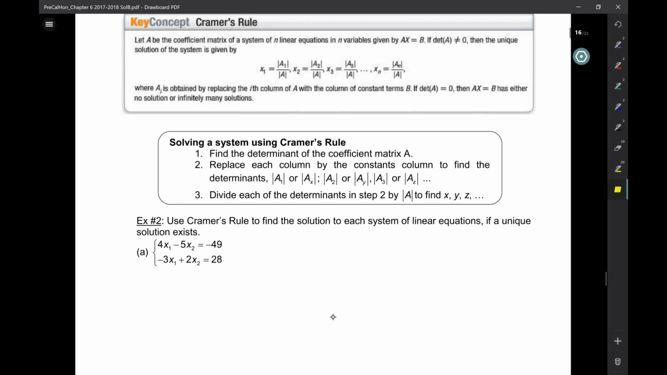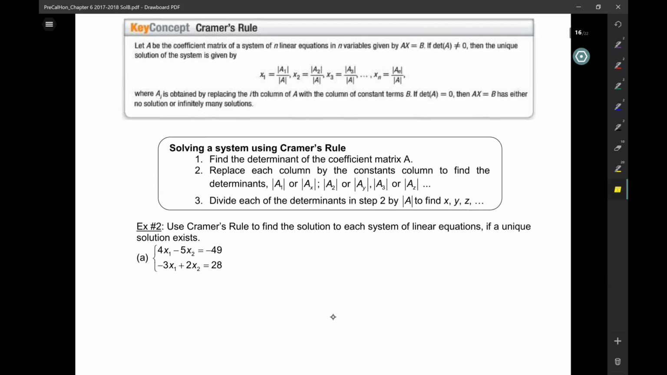Okay. So the book, again, those are the book's words. And then here I say the same thing a little bit better. To solve a system using Cramer's rule, here's what you do. You find the determinant of the coefficient matrix. We just learned how to write the coefficient matrix. You replace each column by the constants column to find the determinants A1, A2, and so on. We'll do one. Divide each of the determinants in step 2 by determinant A.